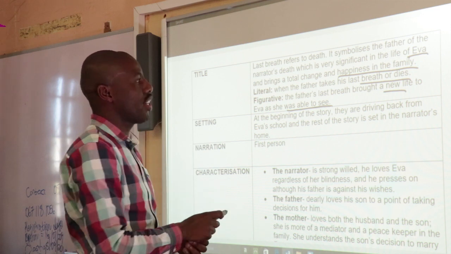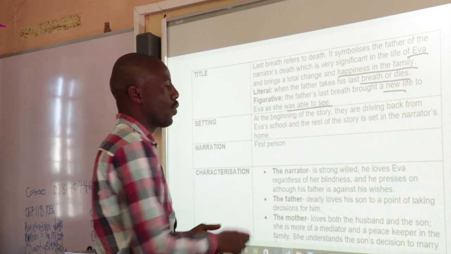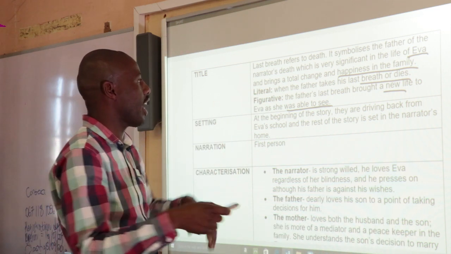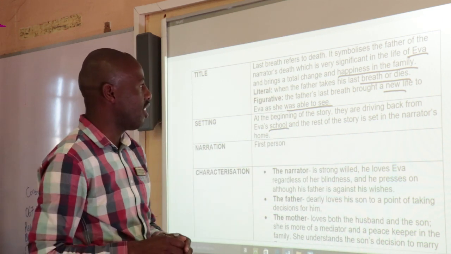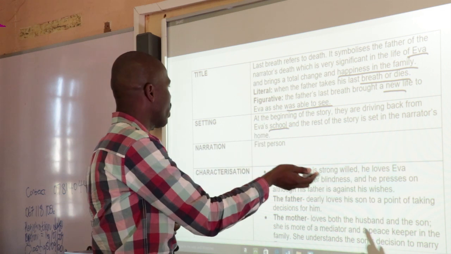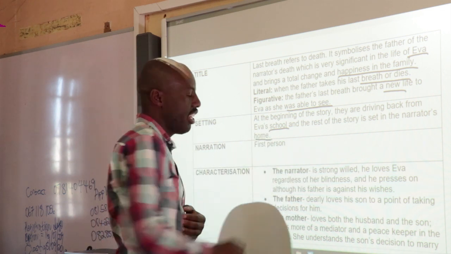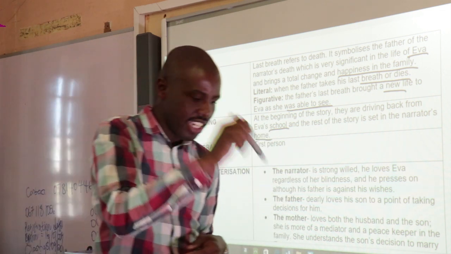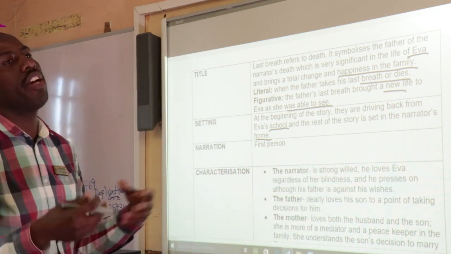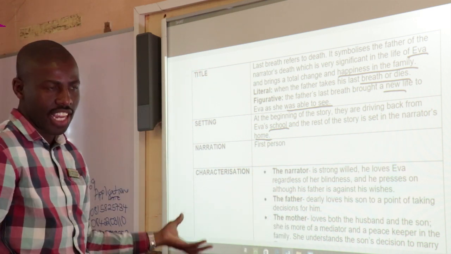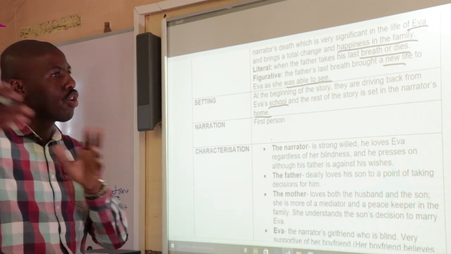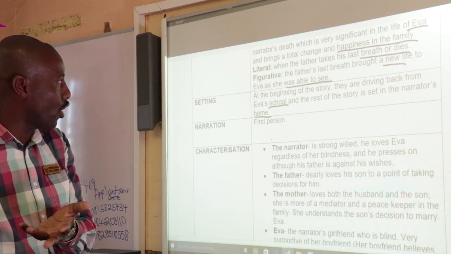Setting, where does the story happen? At the beginning of the story, they are driving back from Eva's school. The father and the narrator are coming back from the school of the blind, where Eva was learning. The story is also set at the home where they live. It's important to say that the narrator is still living at home with his parents. Now we can conclude, maybe he was not financially free at that moment. He could not afford his own home. That's just something we can conclude.